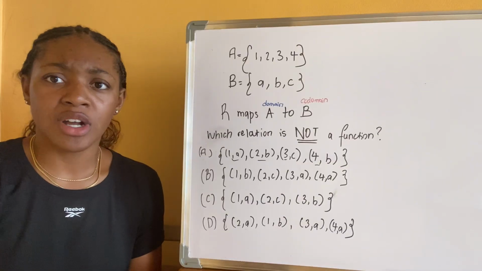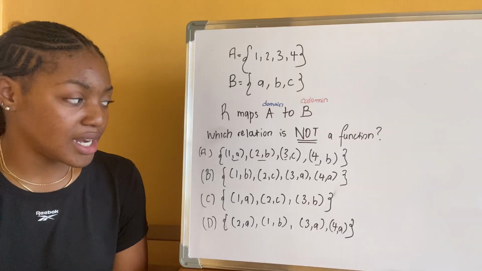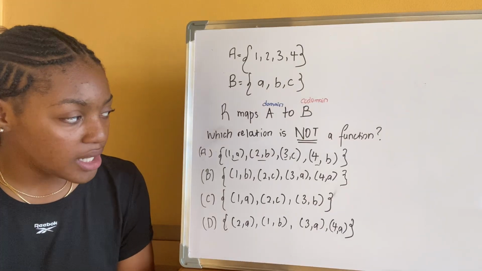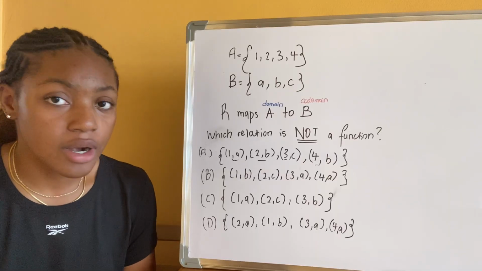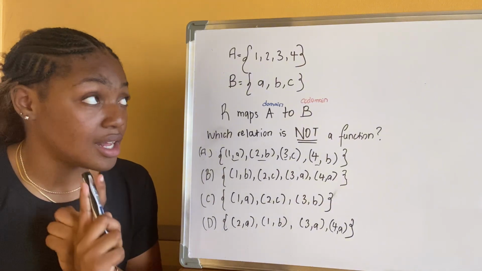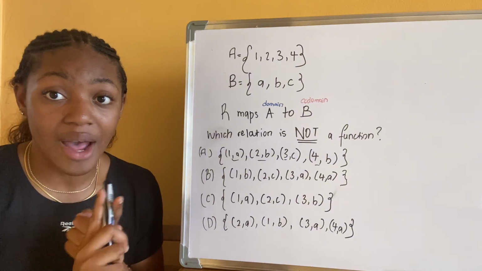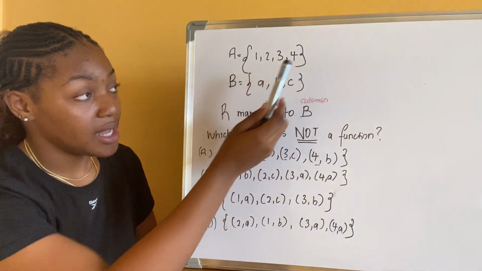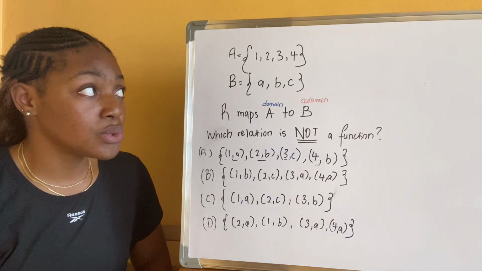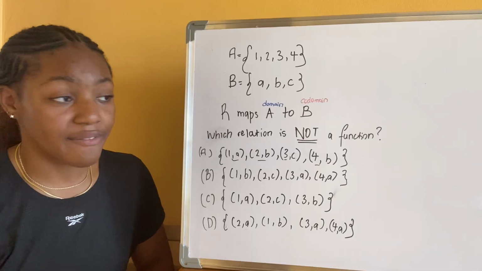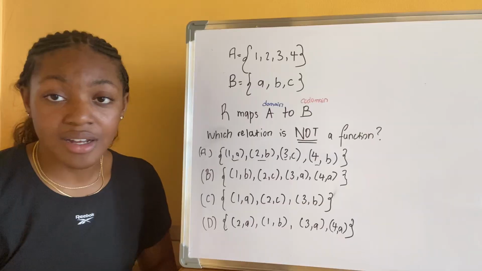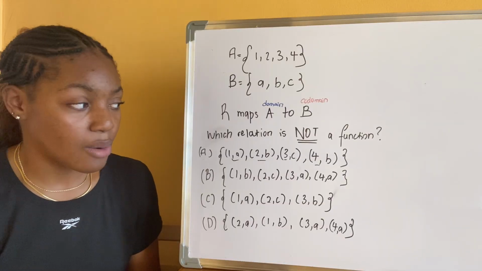Okay, so let's look through the options. So we have option A, and we have the ordered pairs 1A, 2B, 3C, and 4B. So we'll have to check first if all the elements of the domain are being mapped onto a y value. So this is our domain. Set A is our domain. So we'll have to ensure that 1, 2, 3, and 4 are being mapped to a y value. We see 1 here, we see 2 here, we see 3 here, and we see 4 here. So all of them are being mapped onto a y value.